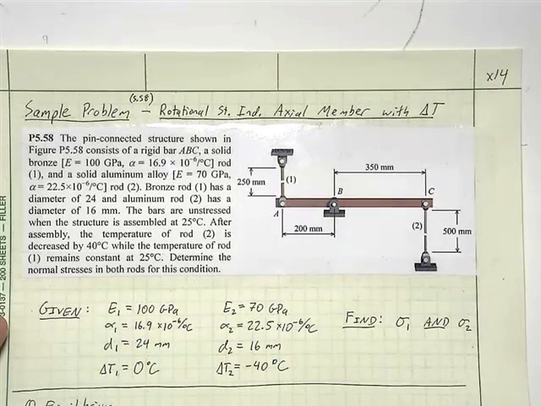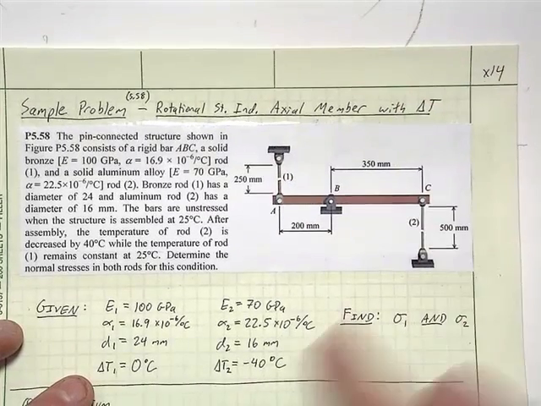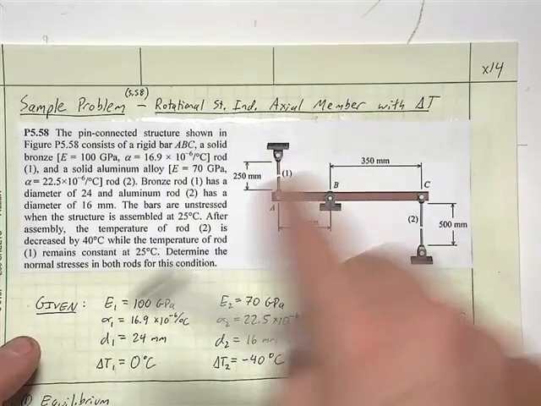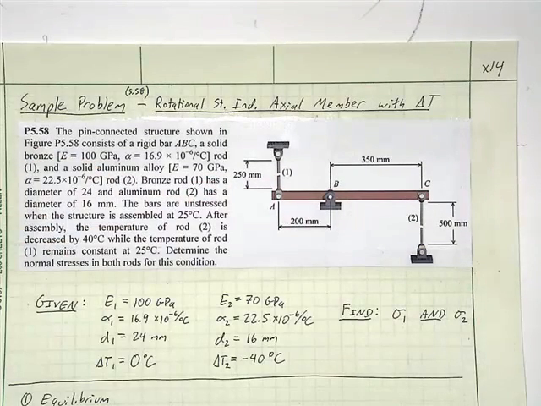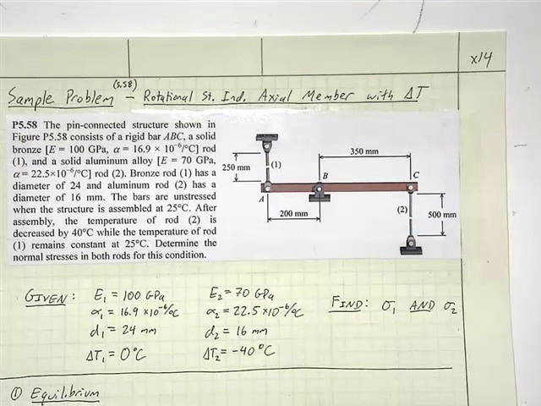And actually, here's something a little bit unique here. What we're given is that the temperature doesn't change over here, but the temperature is changing for this member. So maybe this is inside and outside of a building. Inside the building it stays at room temperature, but outside the building we can get extreme temperature drops. All right, so member 1 over here is bronze, and member 2 is aluminum, and the aluminum rod is the one subjected to a temperature drop.